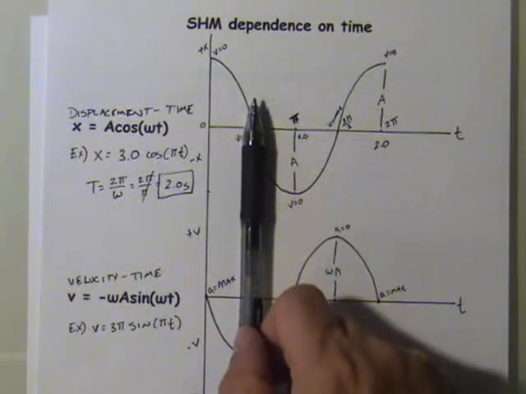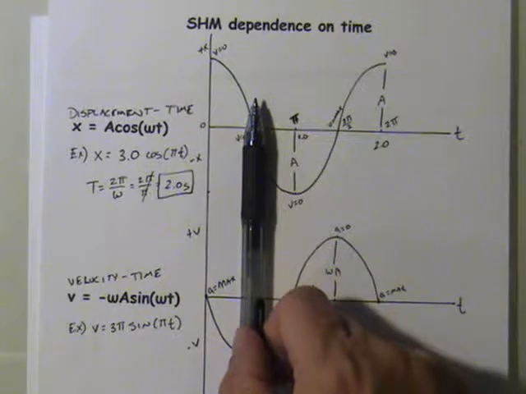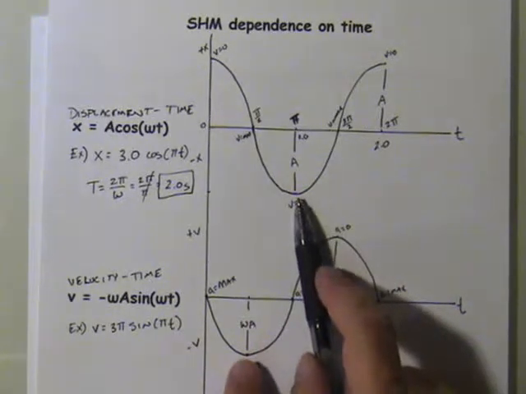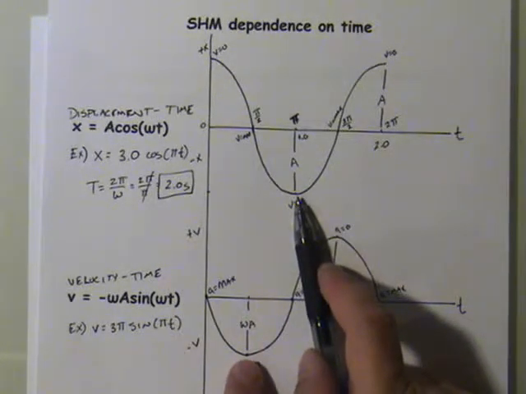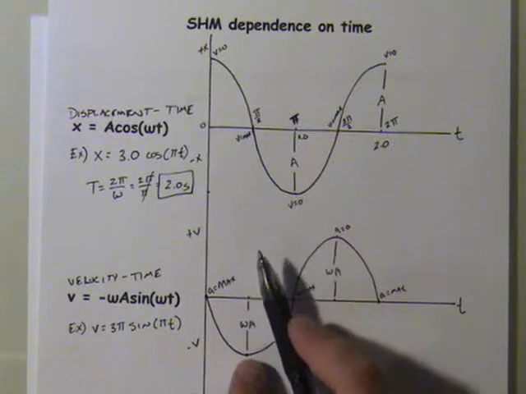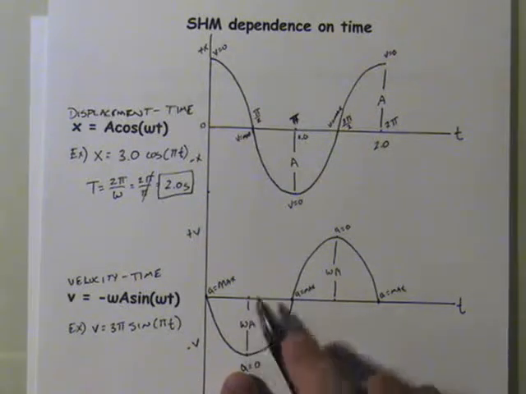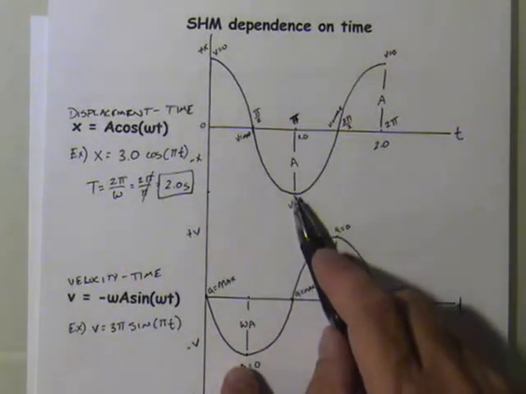So what we would say is that the two graphs are out of phase with each other by a quarter of a cycle. A quarter of a cycle would be pi over 2, or we could say 90 degrees. They're 90 degrees out of phase with each other. So at every position where the velocity is, the displacement is pi over 2 ahead of that position. Or we can think of it in the other manner, that the velocity reaches that position, that maximum negative, for example, pi over 2 before this one does.